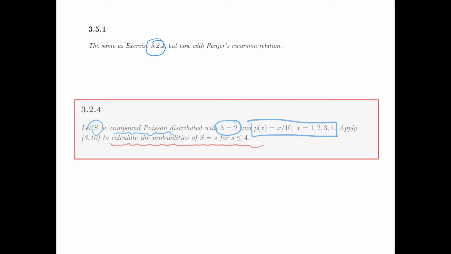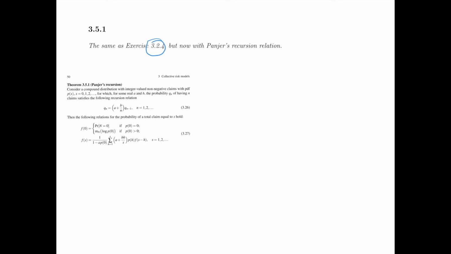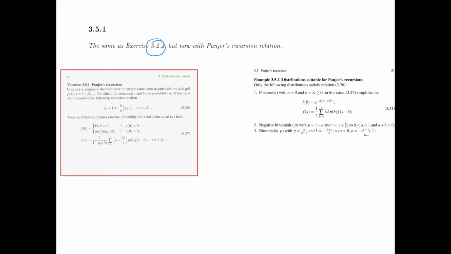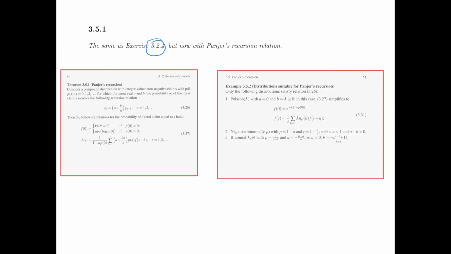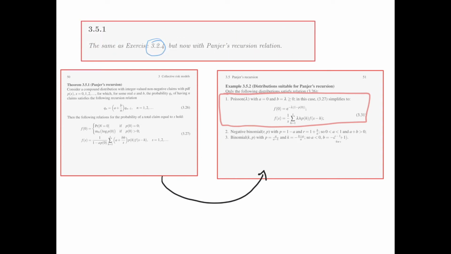And what we will do is the following. We will start with theorem 3.5.1, where you can find Panjer's recursion. And then in the book, in example 3.5.2, we applied Panjer's recursion for a compound Poisson distribution. In this exercise 3.5.1, we can be a bit more concrete even than in example 3.5.2, because now we know that lambda is equal to 2 and we have the function p(x). So let's see how we can solve this exercise.